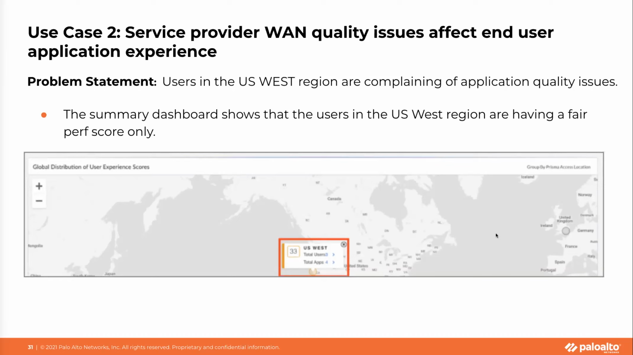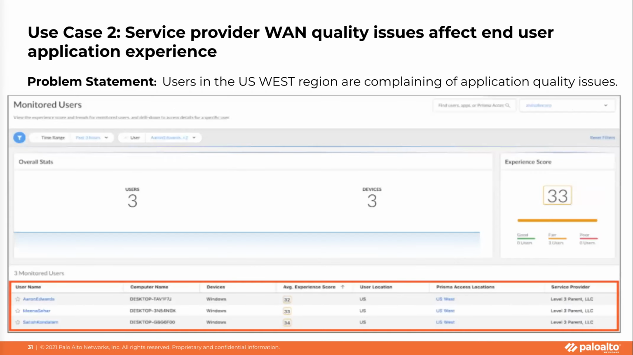And once you click on these users, you will land on the monitored users dashboard, where you can see a list of all the users. We notice that all three users are having only a fair experience. And we can click on each one of the users, go into further detail, and look into that.